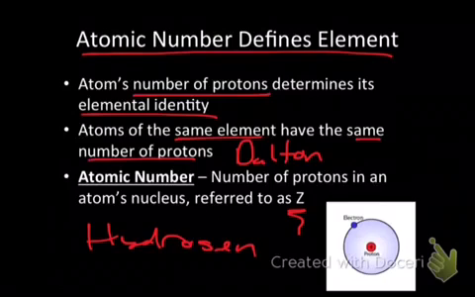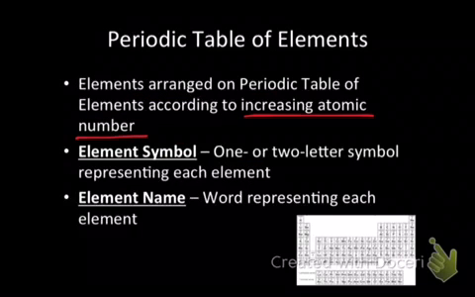So here, pictured down at the bottom right, we have a hydrogen atom. How do I know that it's a hydrogen atom? Because it has 1 proton, and the atomic number for hydrogen is 1. So we say that Z equals 1 for hydrogen. The periodic table of elements arranges the elements according to increasing atomic number. And we don't just have atomic numbers on the periodic table, we have the elemental symbol, which is a 1 or 2 letter symbol representing each element. We also have the name, which is the word representing each element.